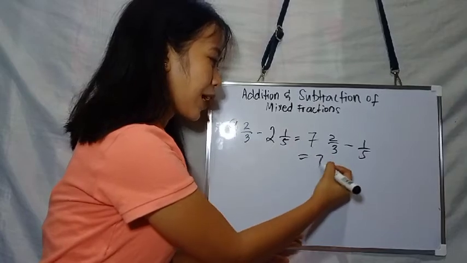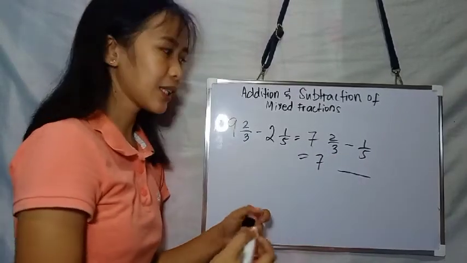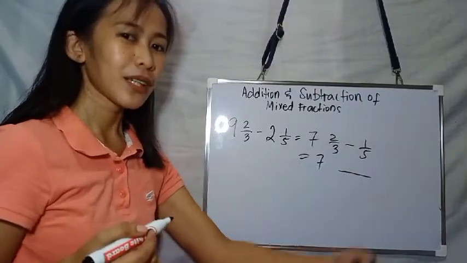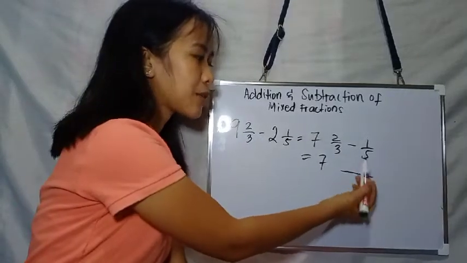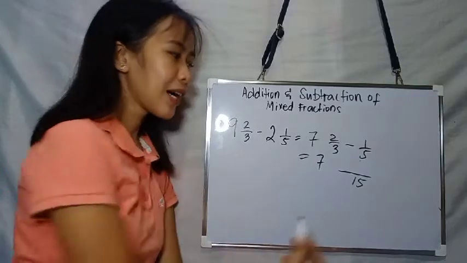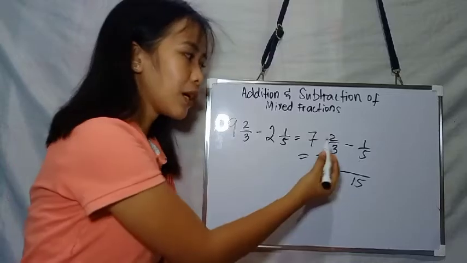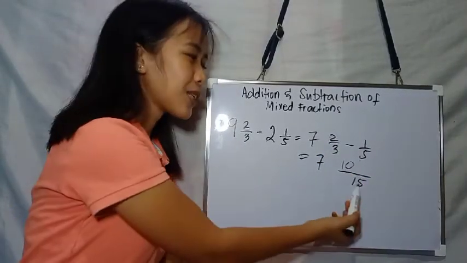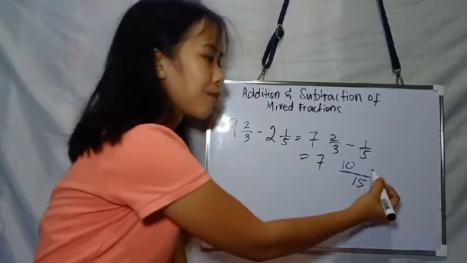So, we have 7. And then, get the LCD. Ayan. Kuhain natin yung LCD. Ayan. As you can see, 3 and 5. Not divisible to each other. What you are going to do is to multiply them. 5 times 3 is 15. So, yun na yung magiging LCD nyo. Tama? Okay, and then 15 divided by 3 is 5 times 2 is 10. Tama? And then 15 divided by 5 is 3 times 1 is 3.